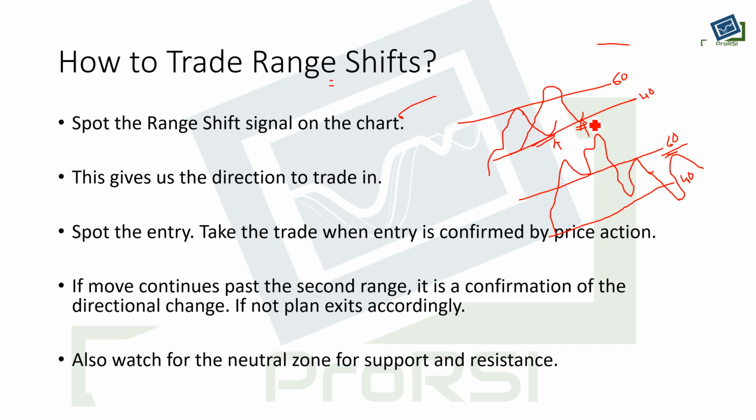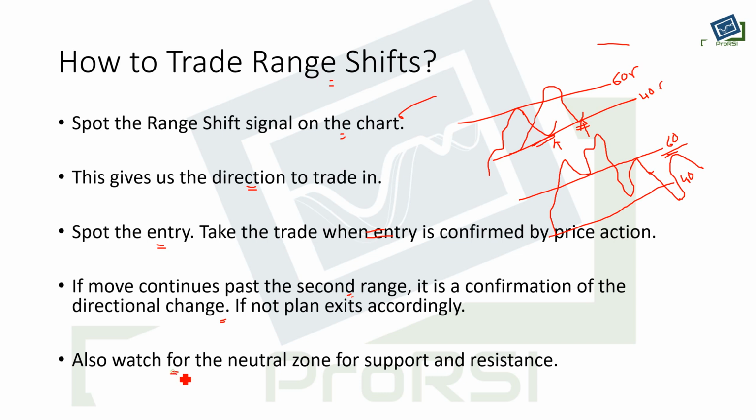Go and practice it on your own charts, otherwise it won't be possible. I'm telling you again and again. So when we spot the range shift on the chart, it gives us the direction to trade. We'll spot the entry, take the trade when the entry is confirmed, and if the move continues to pass the second range, meaning first range is 60, second range is 40 for a bull market, and for the bear market it is just the reverse. It is the confirmation of the directional change.